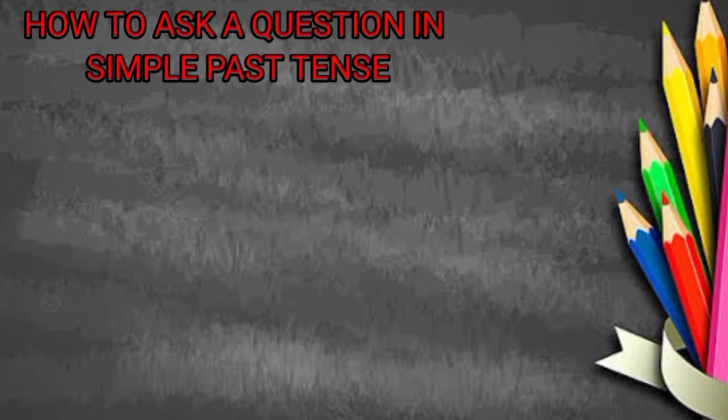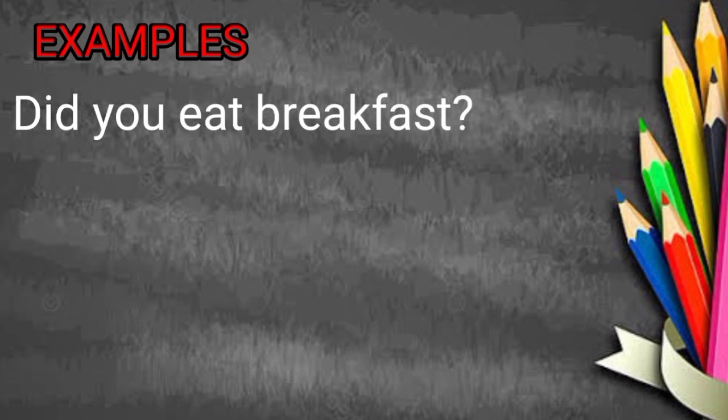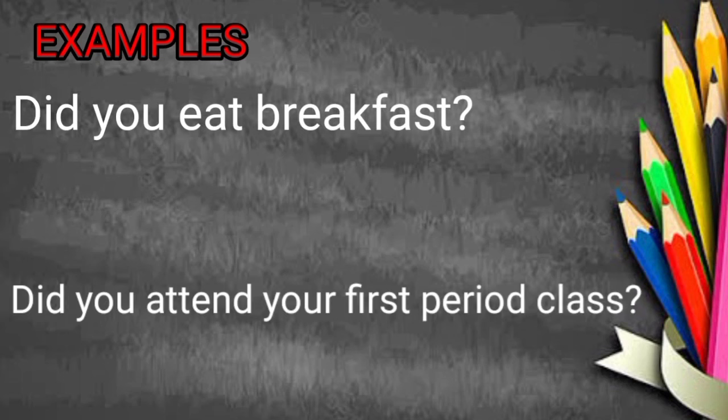To create a question in simple past tense, just follow this formula. Did plus subject plus root form of a verb or simple present tense without s. Examples. Did you eat breakfast? Did you attend your first period class?